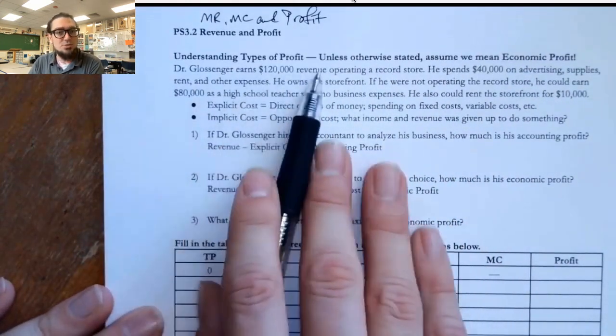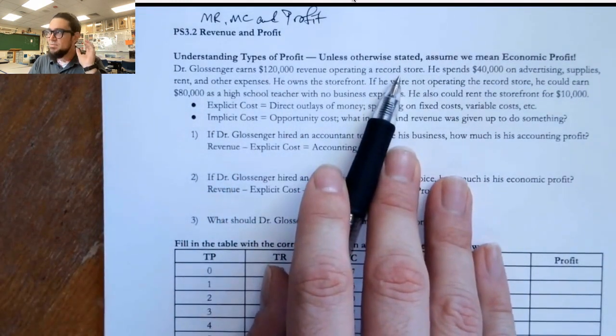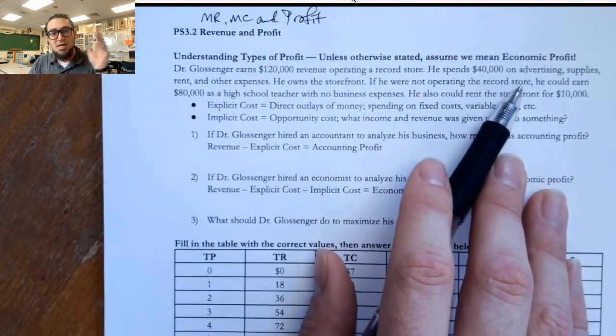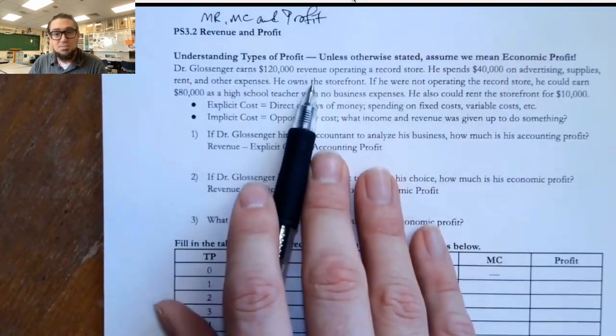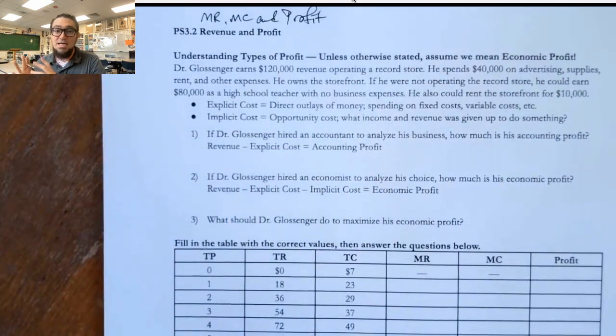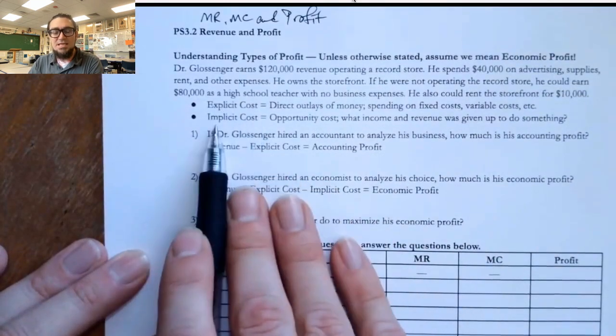Dr. Glossinger earns $120,000 revenue operating a record store. So assume you've got this guy, he runs a record store. He spends $40,000 on advertising, supplies, rent, and so on. And he owns the building. If he were not operating the store, he could earn $80,000 as a high school teacher with no business expenses, no outlays. And he could rent the storefront for $10,000. And then here are two definitions, explicit cost and implicit cost.